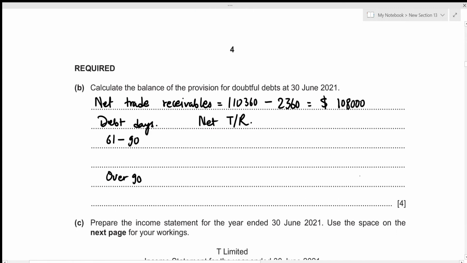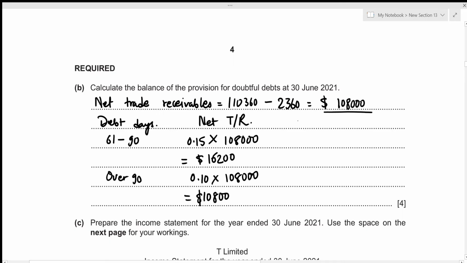Let's write those rates down. For 15%, we can just write it down as 0.15. For 10%, we can write it down as 0.10. Now we will multiply by our net trade receivables of 108,000. So that's going to be 15% times 108,000, which gives us the amount of 16,200. Now again, we multiply it with the amount of net trade receivables. So this gives us 10% of 108,000, which is going to be 10,800.